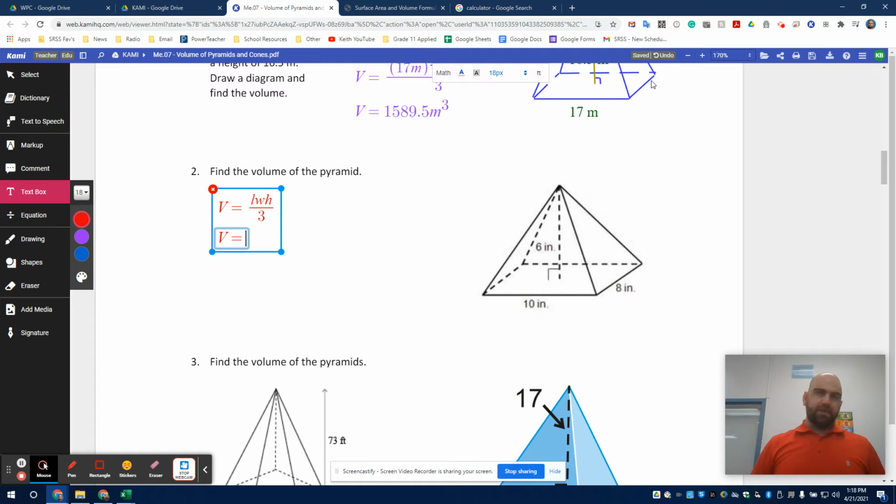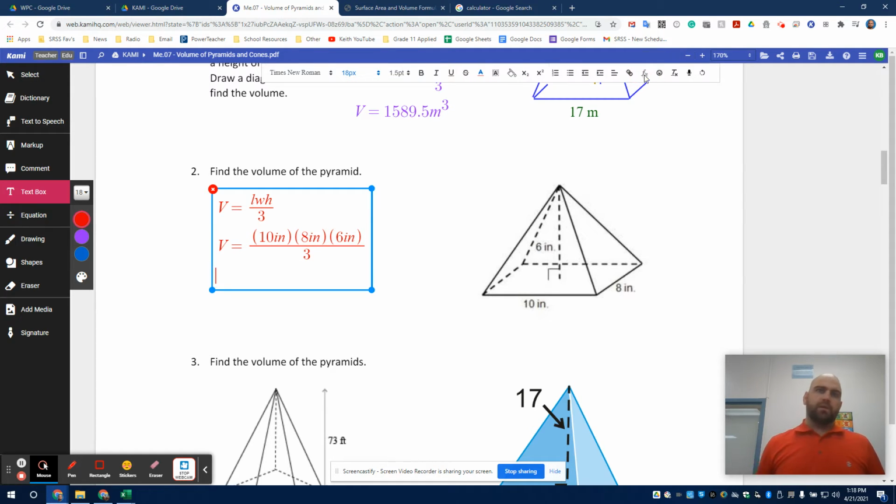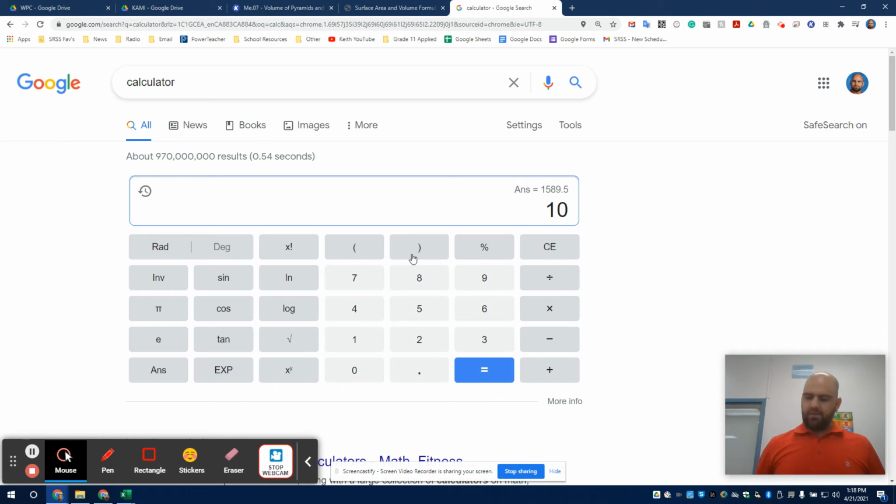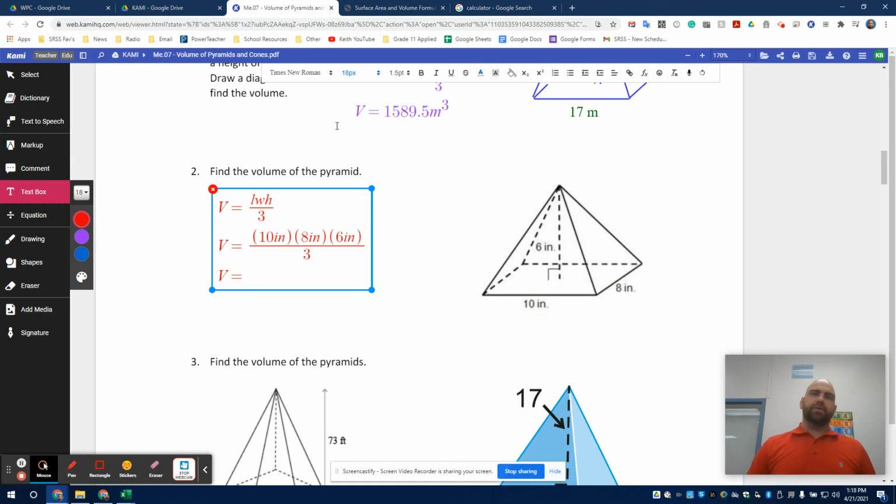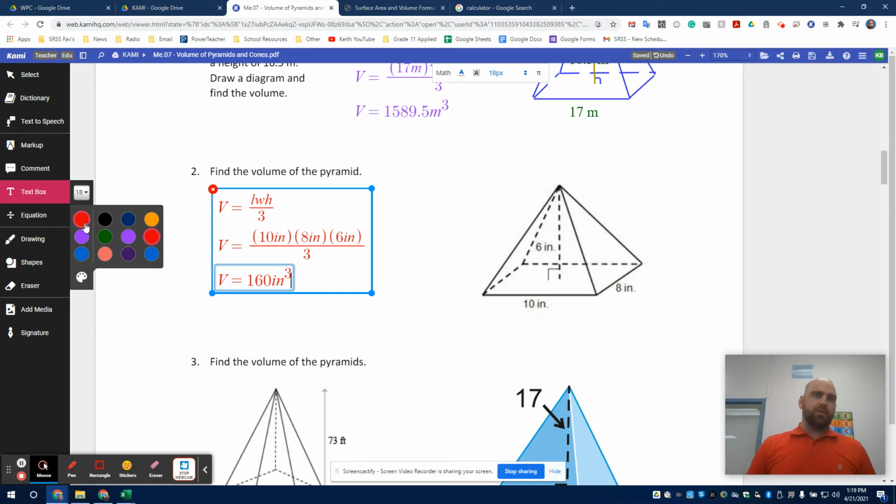So we're going to do volume is equal to 10 inches times 8 inches times 6 inches divided by 3. With your calculators, that is 10 times 8 times 6 divided by 3. We get an answer of 160, so our volume is 160, and now we do units, inches cubed. So again, base area is length times width, multiplied by the height.